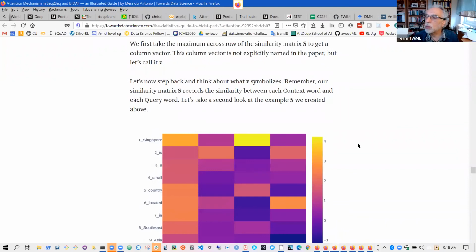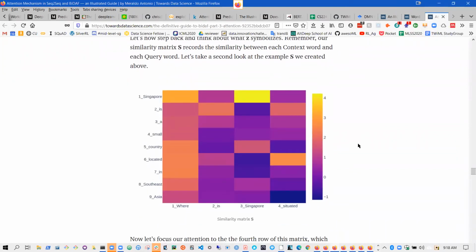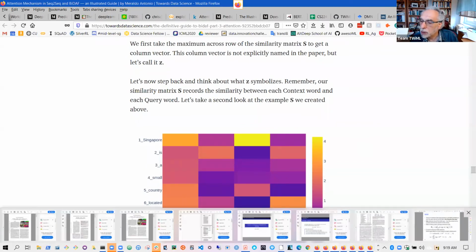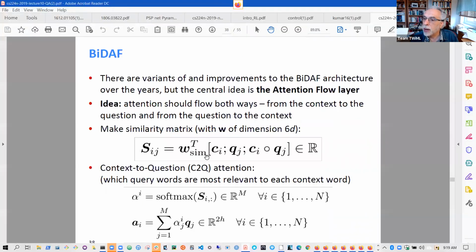So of the similarity matrix, and that's how you get both, but then you go through a little bit more of a complex process. It's not exactly symmetric, right? So the page following, I guess this is what we're going to actually cover now. This is the context to query part, and we ended up with this column vector A_i for each one of the words in the context, in the passage, right?